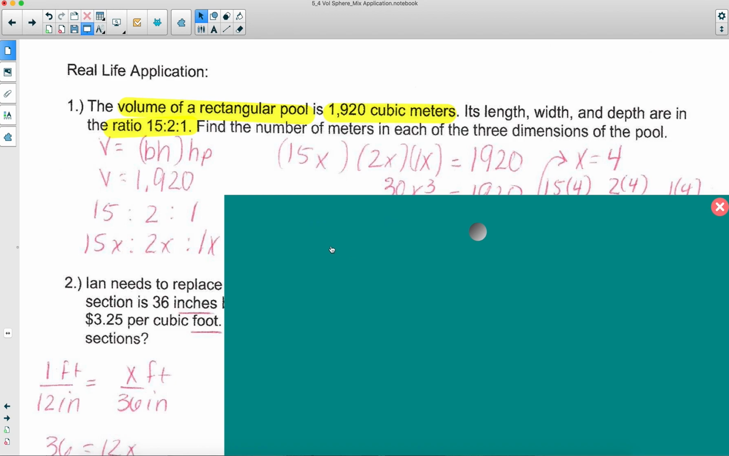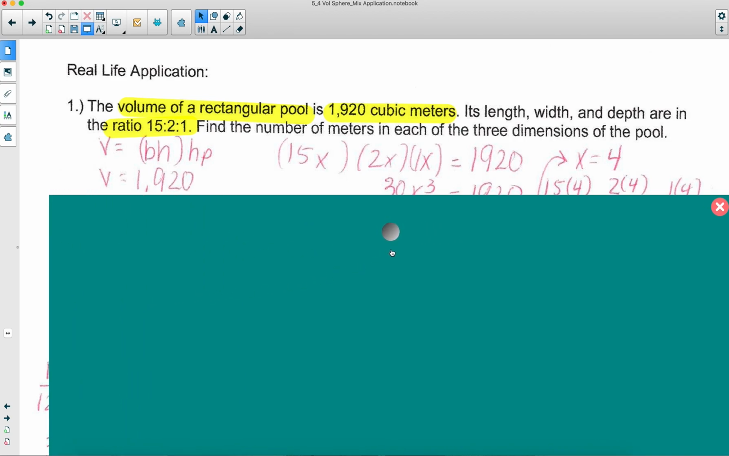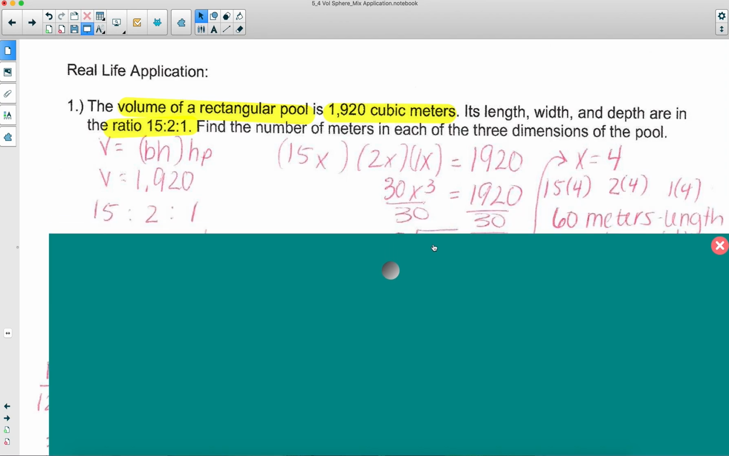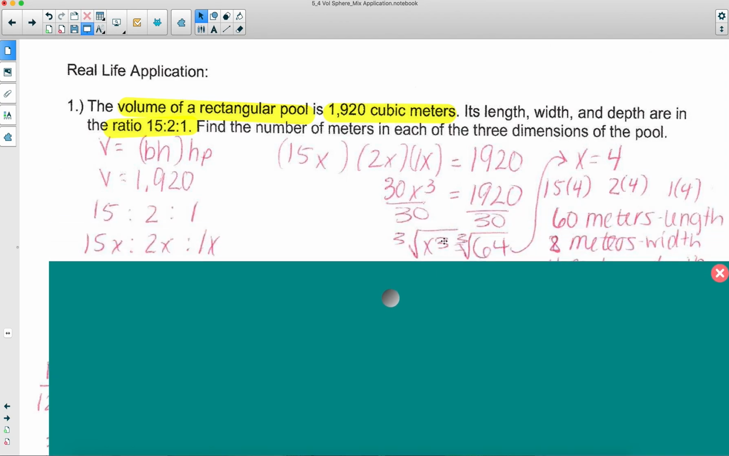I kind of showed you over here what we did. So when you multiply 15 times 2 times 1 is 30, x times x times x is actually x cubed. So you want to get x by itself, divide by 30, and x cubed equals 64. Now we need to take the cubed root. This is different than taking the square root.